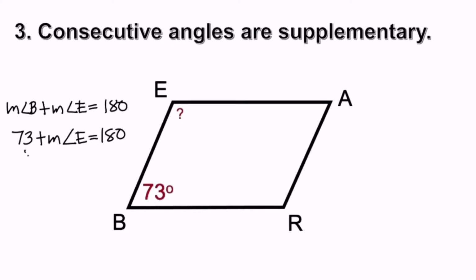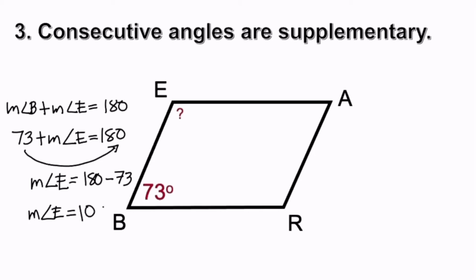So, maaari na nating ilipat ang 73 sa kabilang side ng equation, kaya ang kanyang sign ay magbabago. So, ang mangyayari, measure of angle E equals 180 minus 73. So, ilan nga ba ang 180 minus 73? Tama. Ang measure ay 107. So, that means, ang measure ng angle E natin ay 107 degrees.